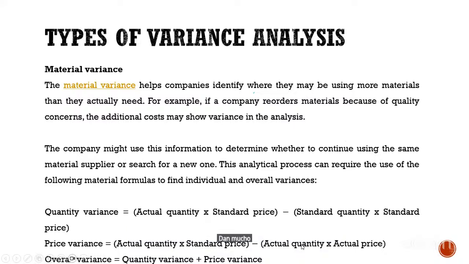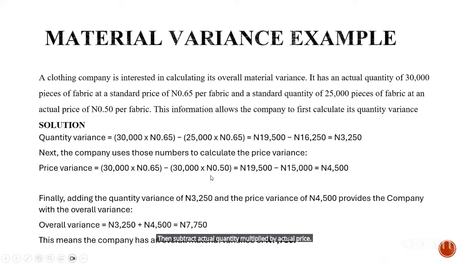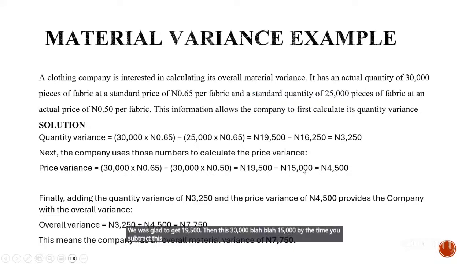subtract actual quantity multiplied by actual price. So actual quantity is 30,000 multiplied by actual price 50 kobo. We multiply this, we get 19,500. Then this 30,000 multiplied by 50 kobo will give us 15,000. By the time you subtract 15,000 from 19,500, you get 4,500.